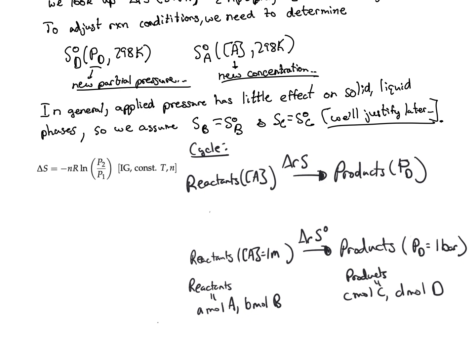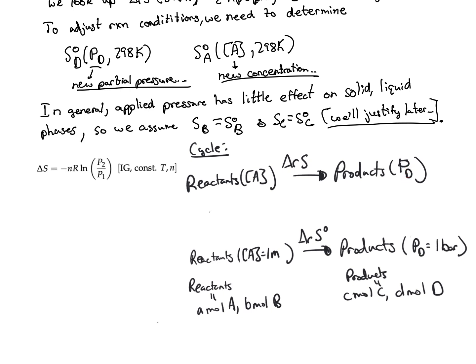It might be useful to think about what we're doing here as a cycle. So delta R S is, we're going to be at some unknown concentration of A and some unknown partial pressure of the gas D, just P_D. That's delta R S. This is under any conditions, for any molarity and any partial pressure.